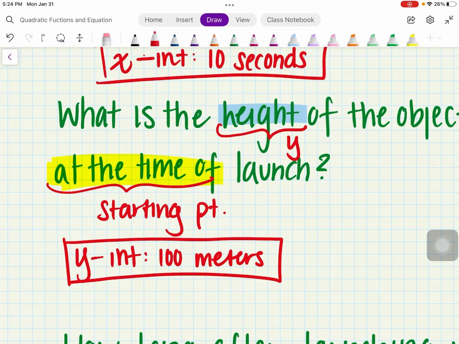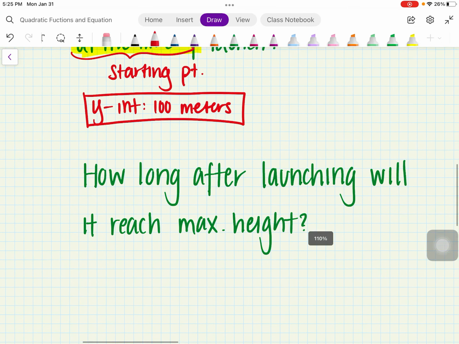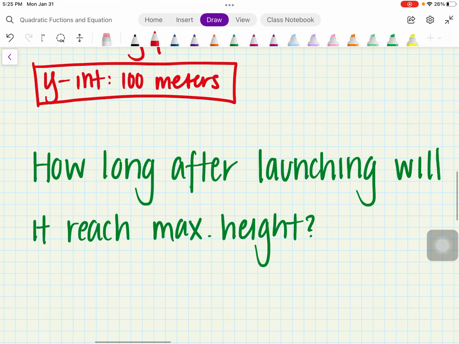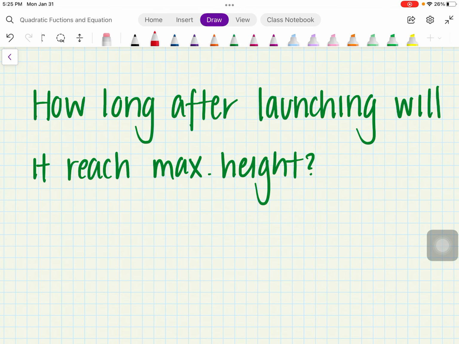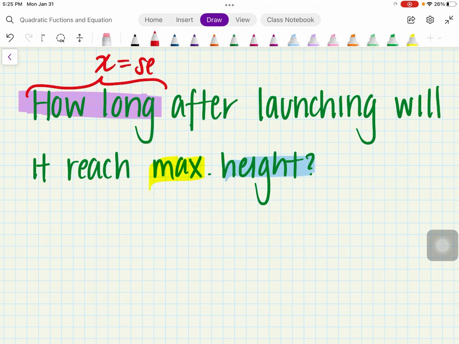All right. And let's go ahead and take a look at this last question. It says, how long after launching will it reach max height? So how long is a key phrase, and max height. Now, in this case, guys, how long, once again, refers to time, which in this case is seconds. So X in this case is represented by seconds.